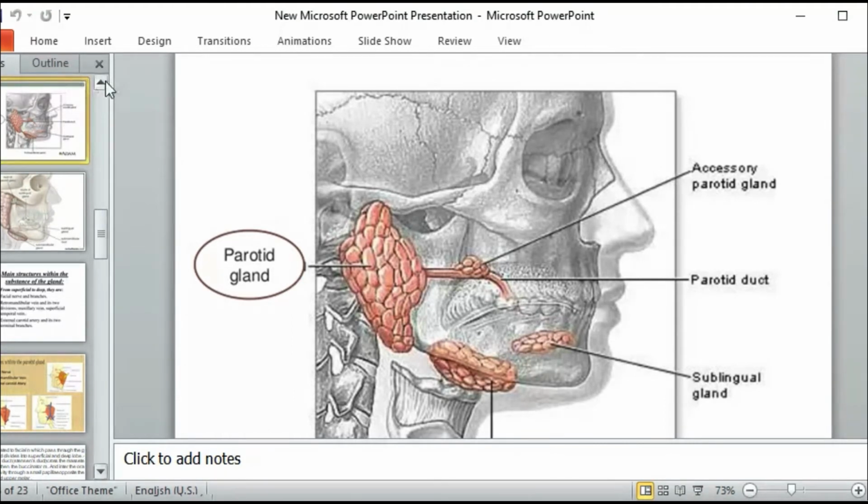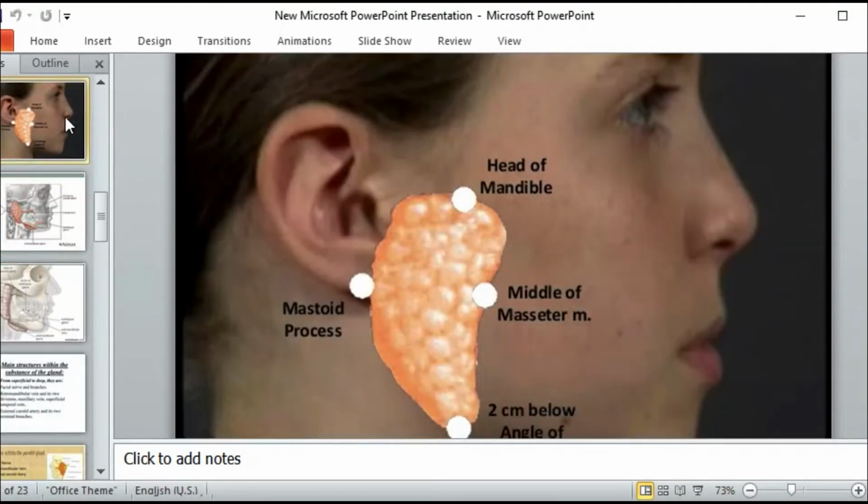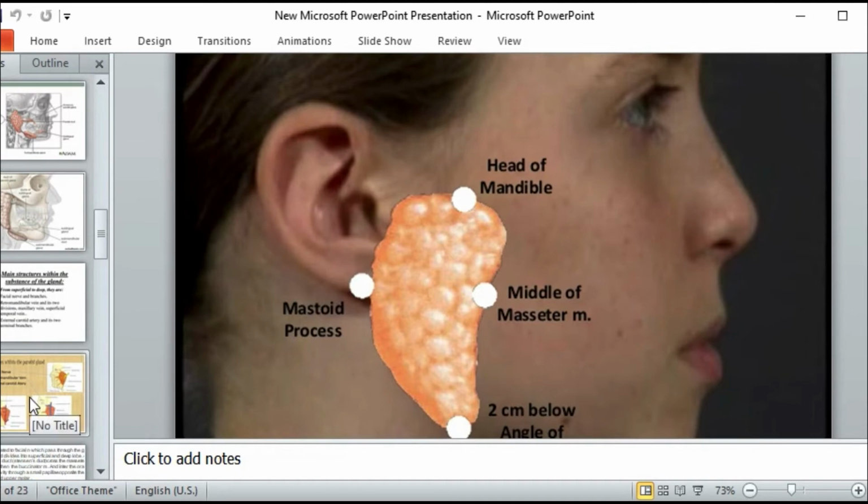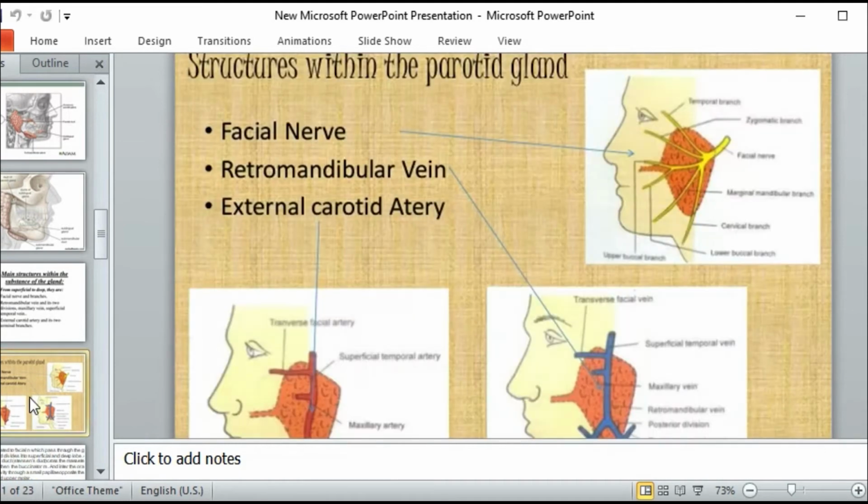About the locations, this is the locations of the parotid gland. It's bordered by many structures, superiorly by the zygomatic arch, anteriorly by the masseter muscles, inferiorly by the inferior border of mandible, and posteriorly by external ear and sternocleidomastoid muscles.